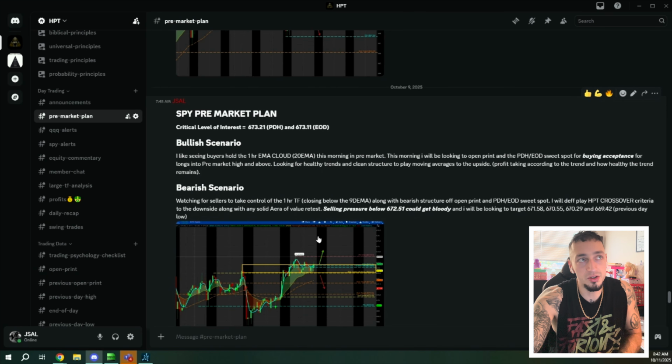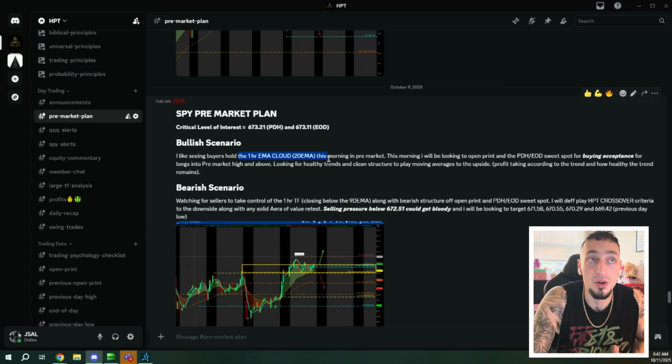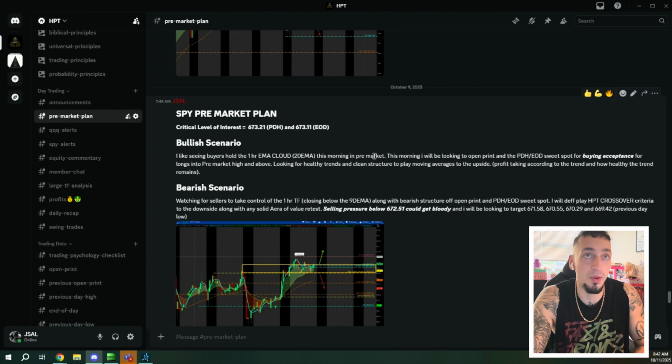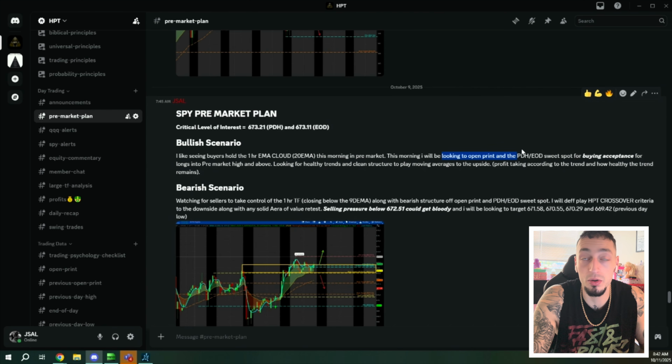So, bullish scenario, I'm looking for buyers to hold the EMA cloud, the 20 specifically, in pre-market. This morning, I'll be looking to trade off open print, the PDH end of day sweet spot for buying acceptance. What does this mean?